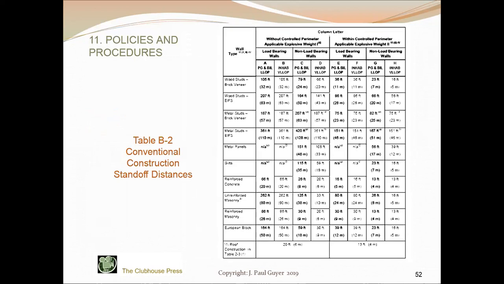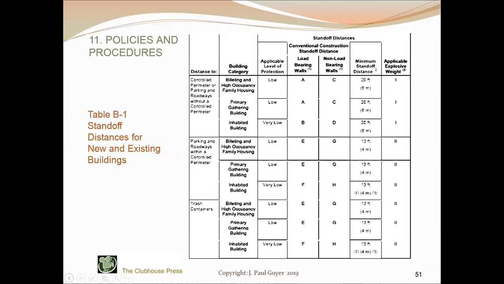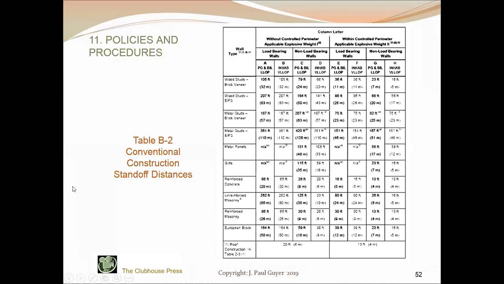Now, the previous table characterizes the standoff distances with these letter designations A, B, C, D, but those are explained then in table B2, with the different conventional wall types, wood studs, steel studs, metal panels, etc., reinforced concrete.